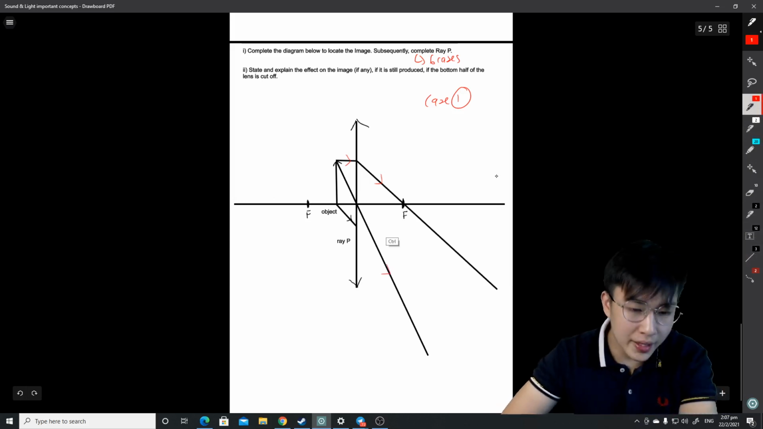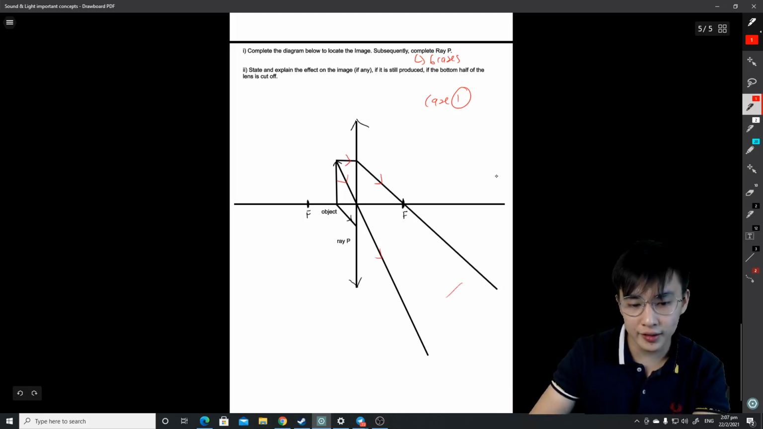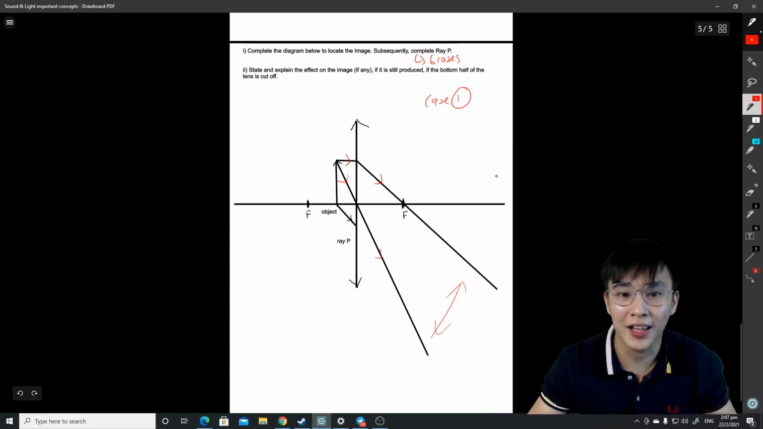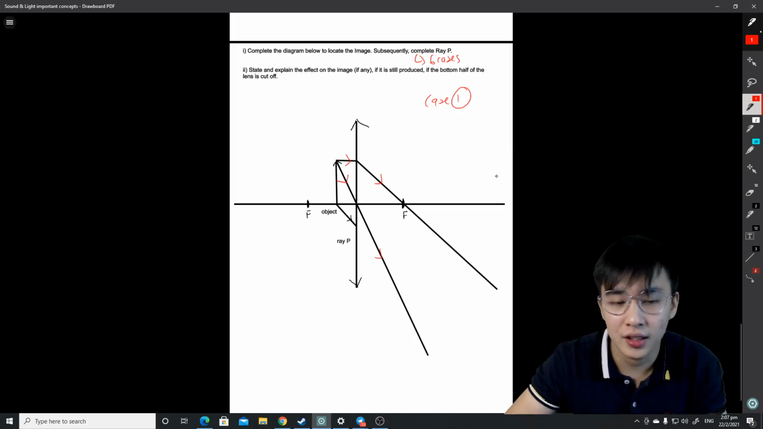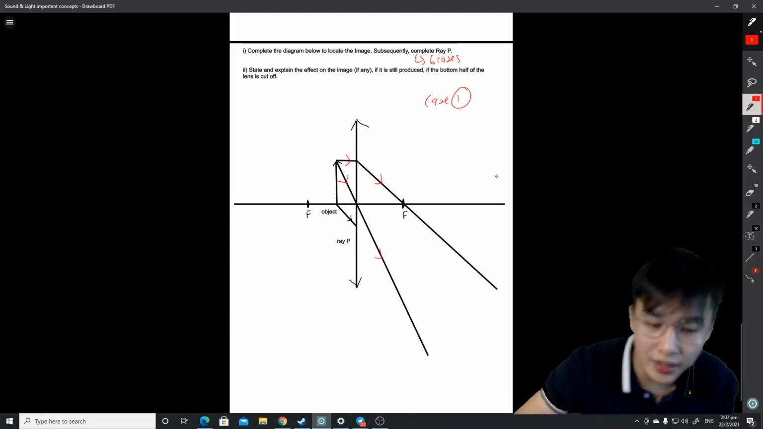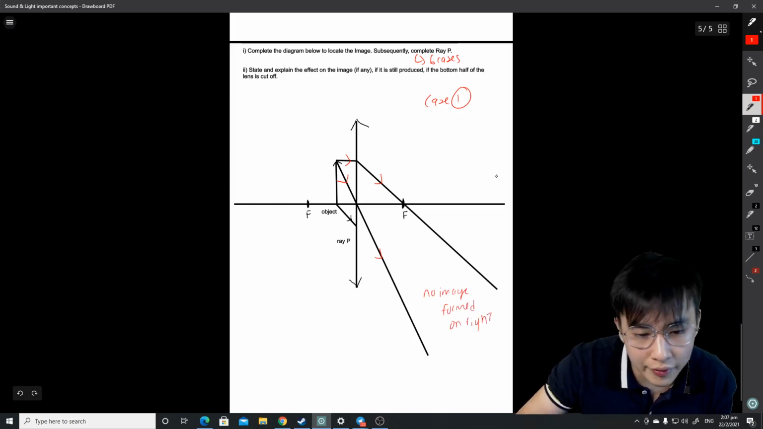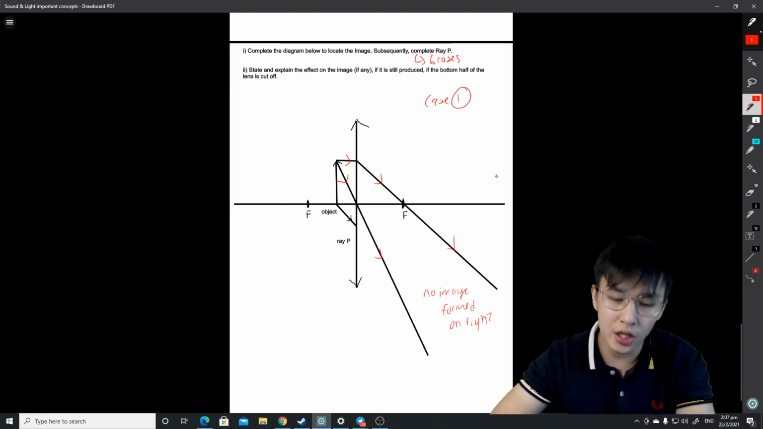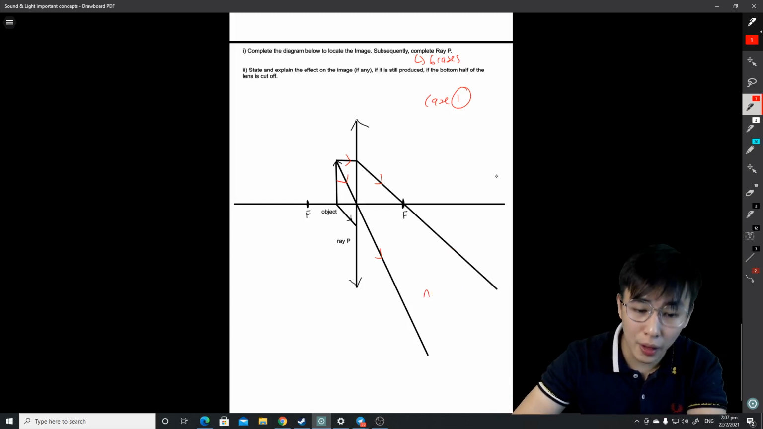Now, basic intuition will tell you something here. Will these two rays ever intersect on the right? The answer is no, it won't intersect on the right. So where will they intersect? They will intersect on the left, meaning there is no image formed on the right. The light rays don't meet, so there is no real image. So where is the image formed then? The image is formed when you extrapolate backwards.